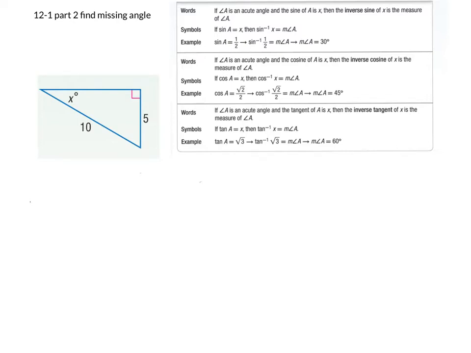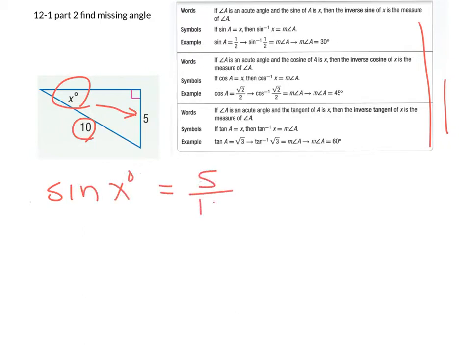Alright, today what we're going to do is find a missing angle, and we're going to use these properties up here to do that. To find the missing angle, we have to look at what's given to us. We look at the x degree, and they give us the side opposite and the hypotenuse. So we look at which trig function has side opposite and hypotenuse, and it happens to be sine. So we're going to find the sine of x by taking 5/10.